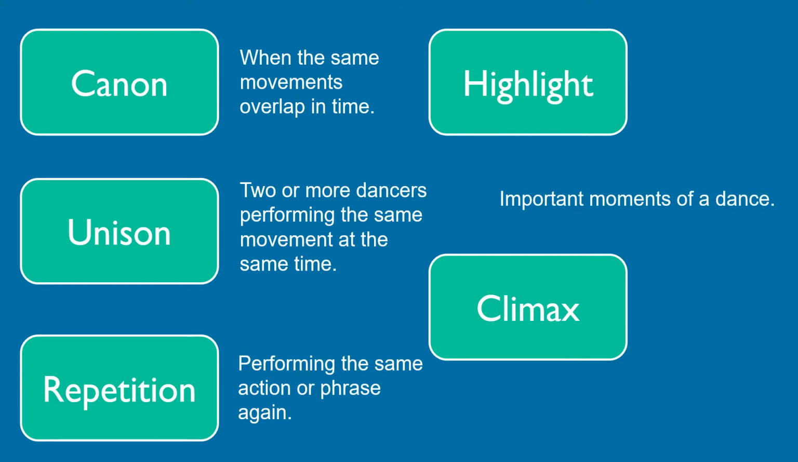A highlight is important moments in a dance. Moments, so more than one. So there's going to be a variety of different highlights throughout a dance. Whereas a climax is the most significant moment in the dance. So the climax is the absolute peak, the most significant moment in the dance, but there might be many different little highlights throughout the whole dance. And that is the clear difference between highlights and a climax.